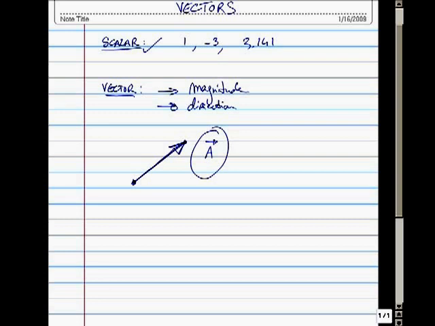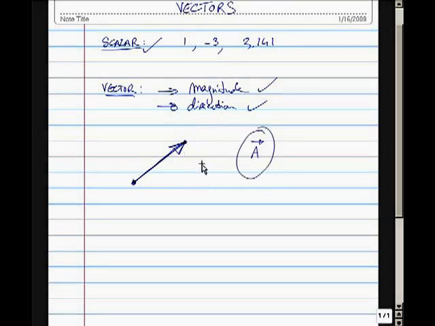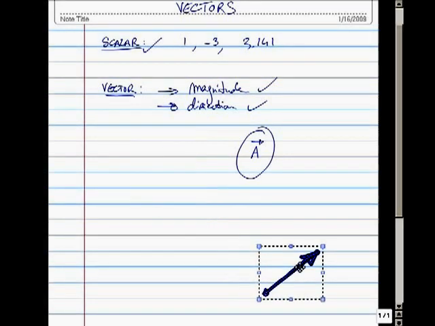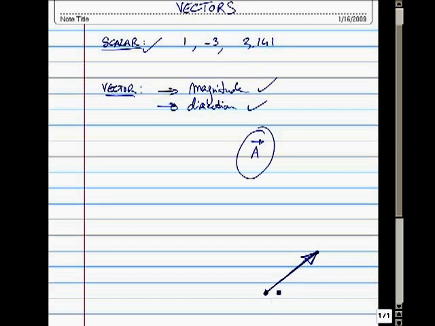The next thing about vectors is, as long as you don't change either of those two properties, it's always the same vector. Therefore, if I take my vector A and I move it around, this is still my vector A, because I haven't changed either its magnitude or its direction. So obviously the magnitude of the vector is represented by the length, how big it is.